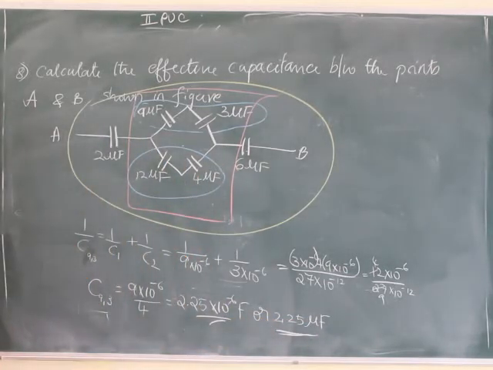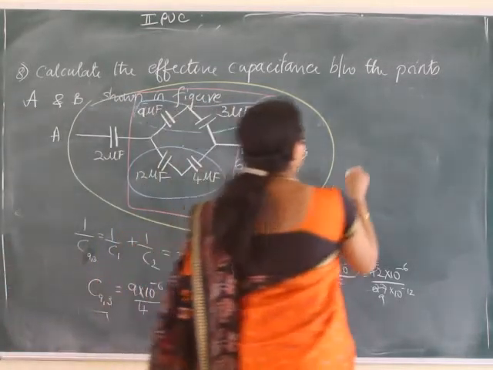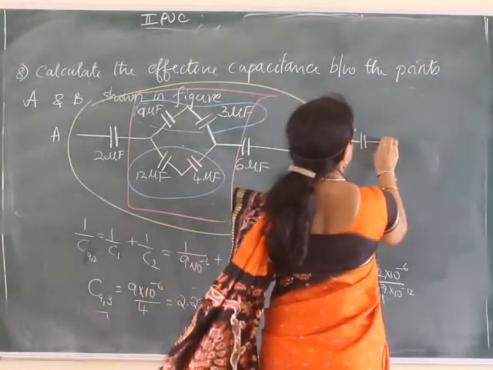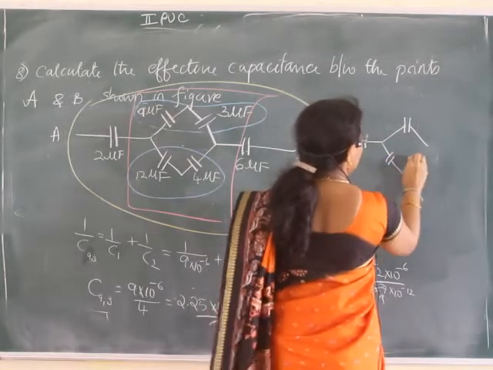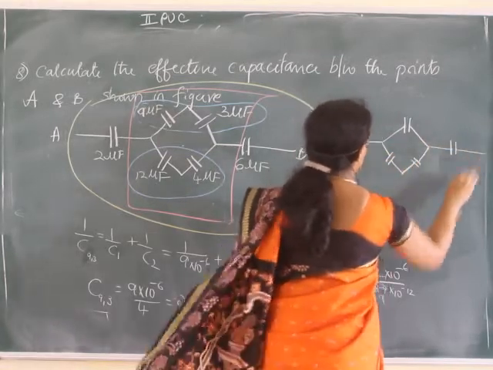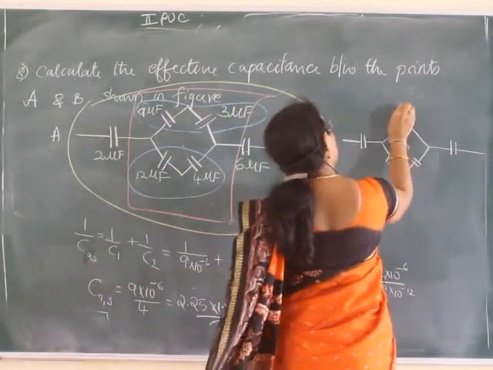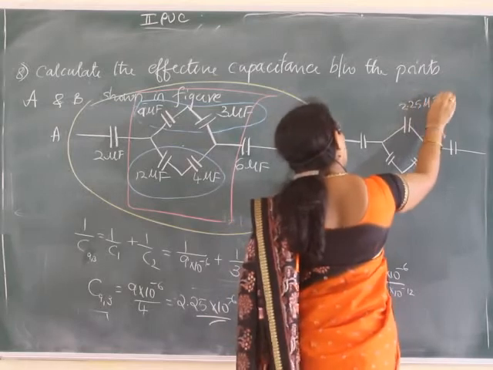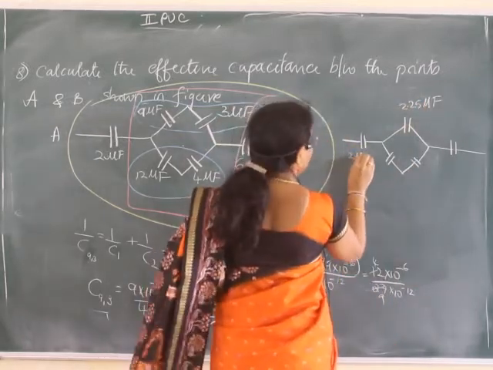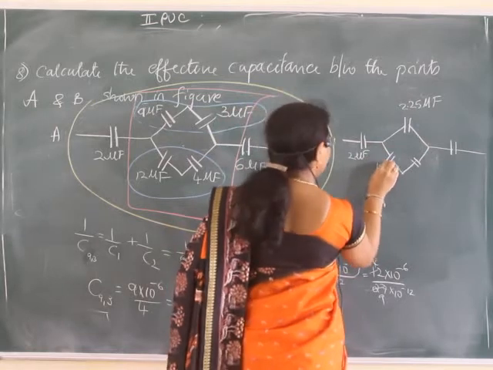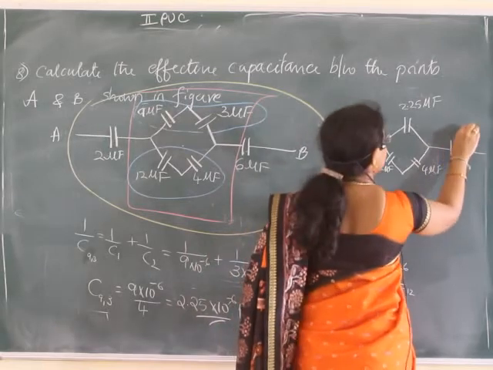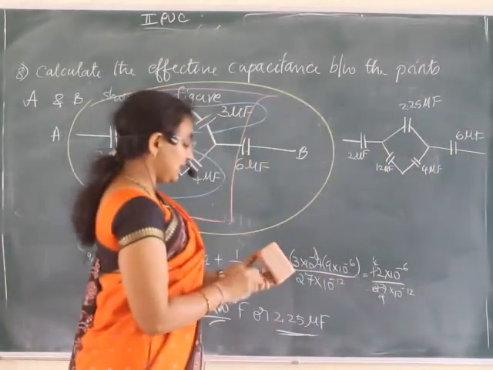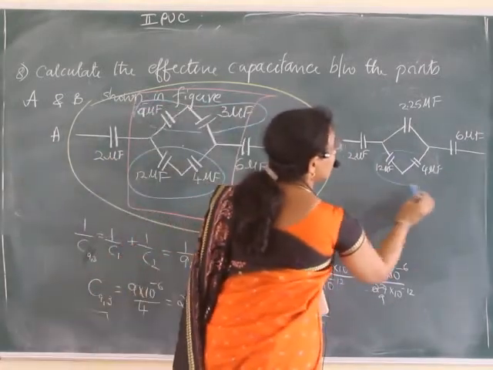Correct? After we get this answer, I will redraw this. How we got now? This is now single. Here it is 2, 1. What is the value of this one now? 2.25 microfarad. This is one and the same, 2 microfarad. This is 12 microfarad. This is 4 microfarad. And this one is 6 microfarad. Now we'll go for the next one. That is these two. We'll add these two.